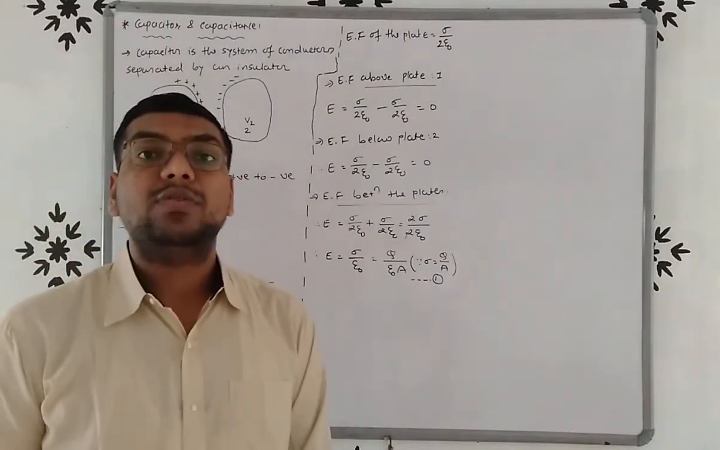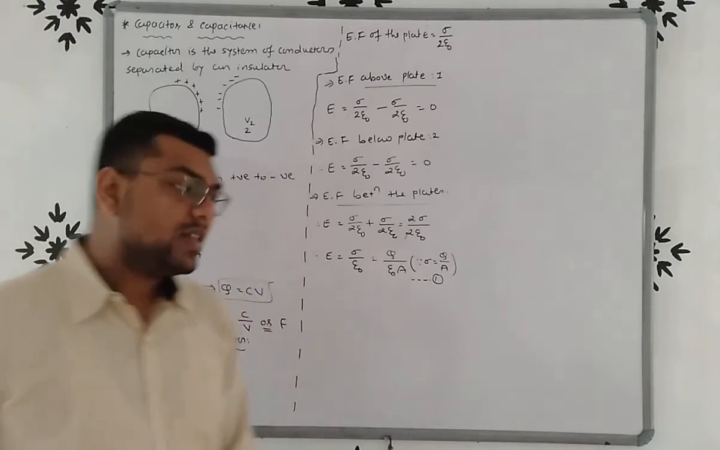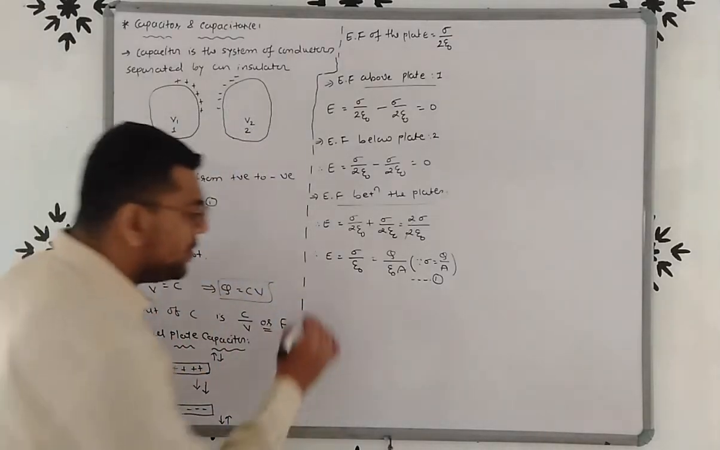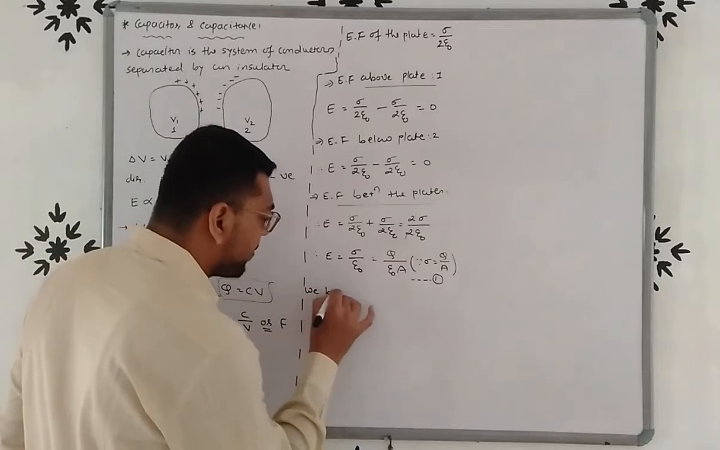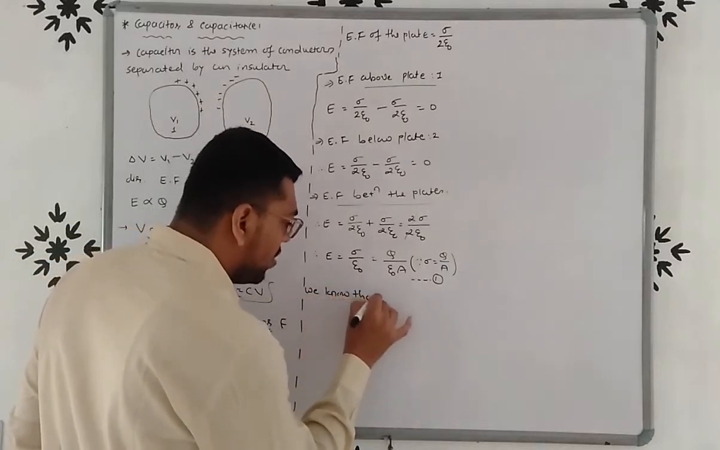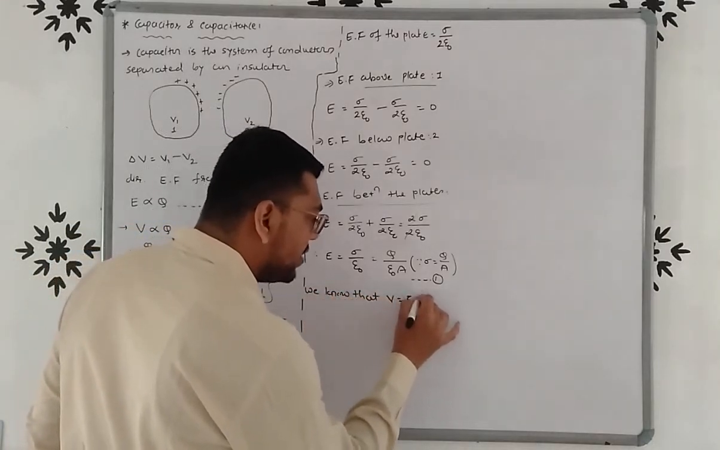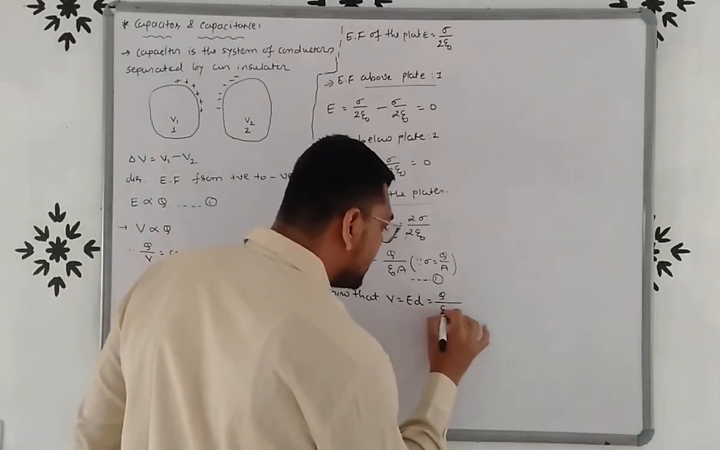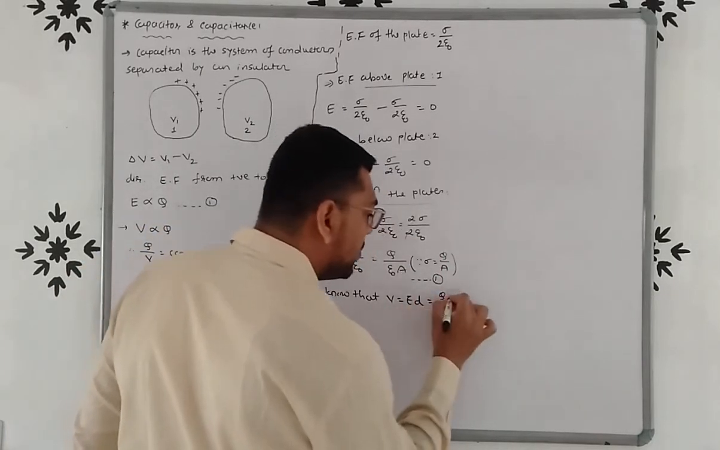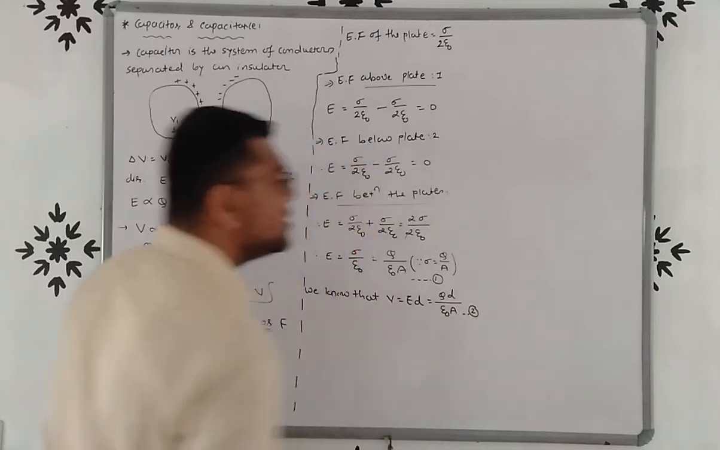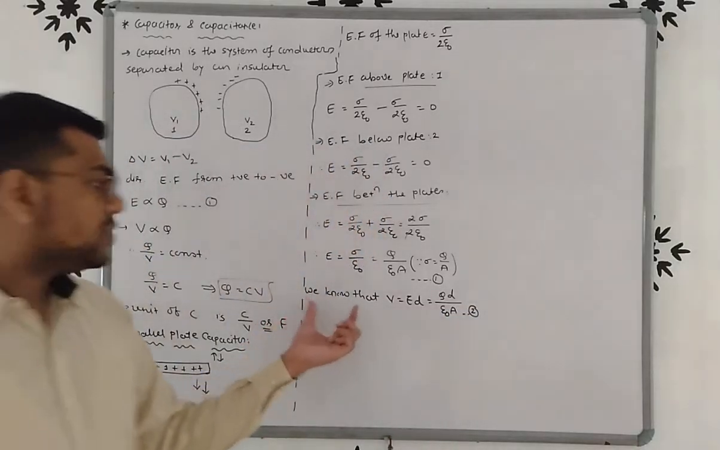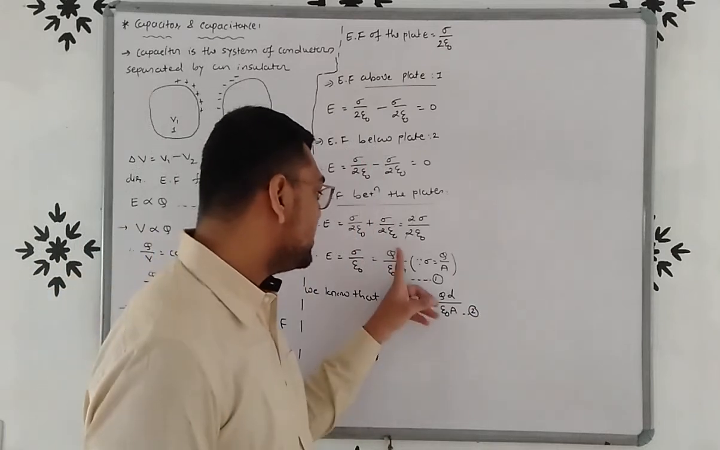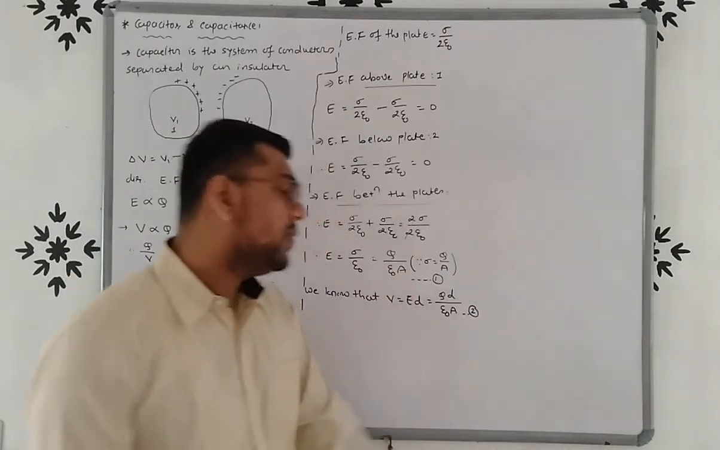We have to find out the formula of capacitance. But to find out capacitance, we have to find out potential. So we know that potential V is equals to ED. So value of E, that is Q by epsilon 0 A into D. This is number 2, right? So we know that potential V is equals to ED. So value of E, that is Q by epsilon 0 A into D.